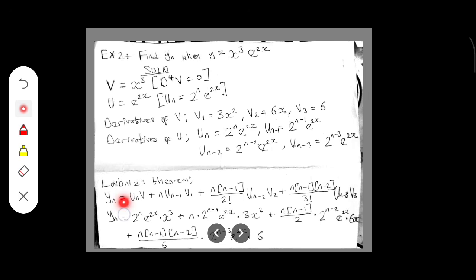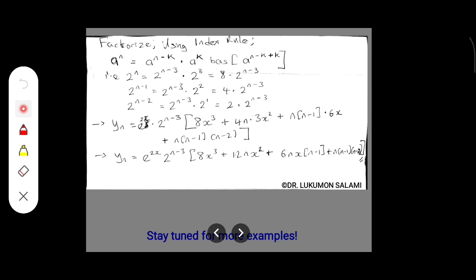So from the first term here, when I factorize exponential 2x and 2 raised to the power n minus 3, this one cancels out. This 2 raised to the power n will be left with 8. So we have just 8x cubed here. For the second term, the exponential 2x cancels out. 2 raised to the power n minus 1 gives us 4. So I have 4 times n, that is 4n, times 3x squared. Let me see. Okay, 4n times 3x squared.